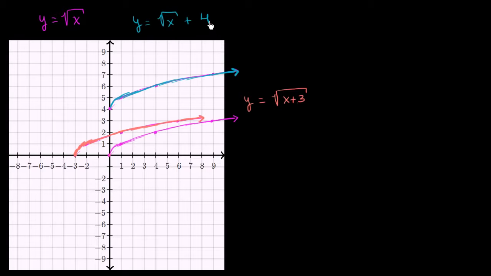When we added 4 outside of the radical, that shifted it up. But when we add 3 inside of the radical, instead of shifting it to the right, instead of shifting it that way, it shifted it to the left. It made this point go from 0 to negative 3. And the important thing to realize is, what makes y equal to 0? Over here, y equals 0 when x is 0. Over here, y is equal to 0 when x plus 3 is equal to 0, or x is equal to negative 3.